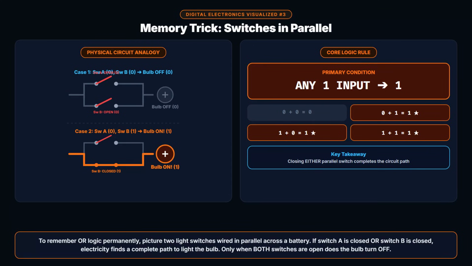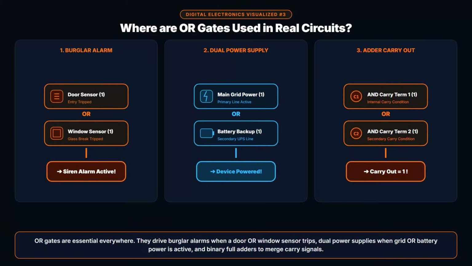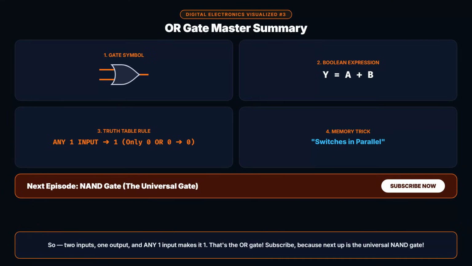OR gates are essential everywhere. They drive burglar alarms when a door or window sensor trips, dual power supplies when grid or battery power is active, and binary full adders to merge carry signals. So 2 inputs, 1 output, and any one input makes it 1.